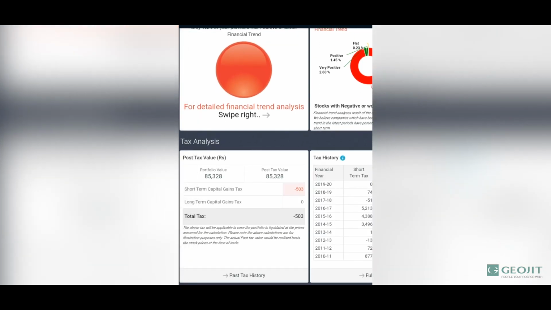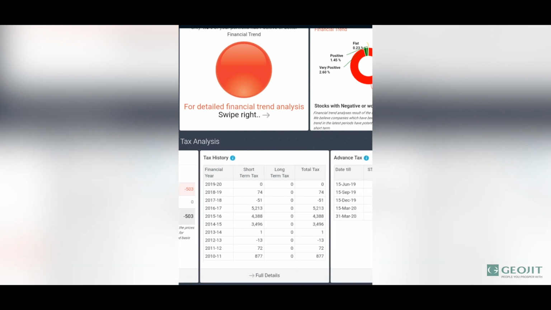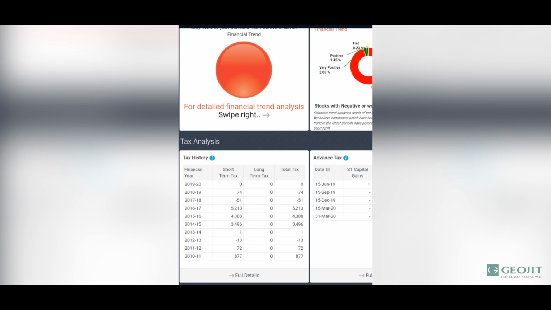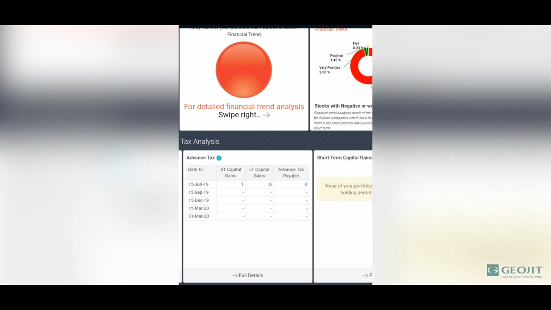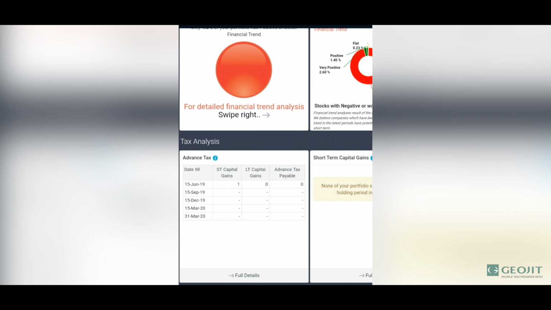That is, which of the stocks have what age, such as whether it has crossed the 365 days or whether it's short term or long term, etc. Also, if you have to pay any advance tax, that is also shown here.